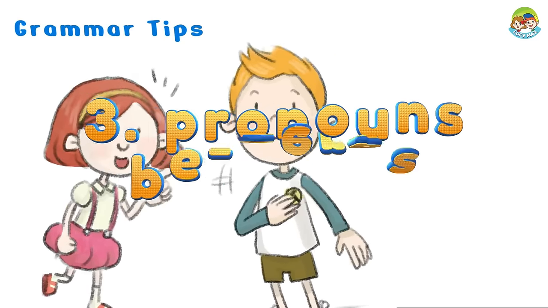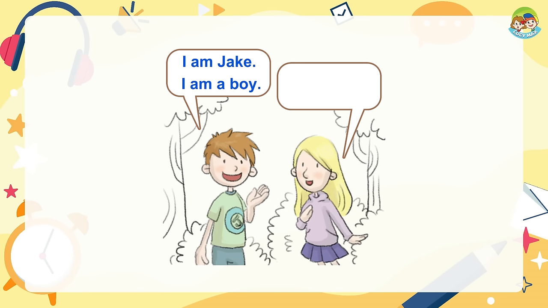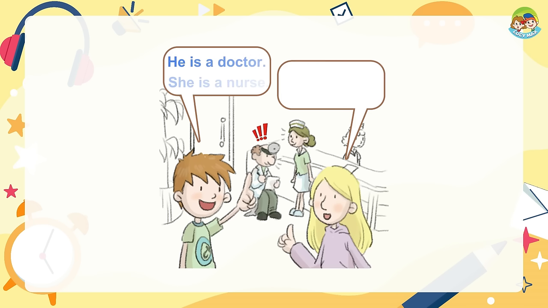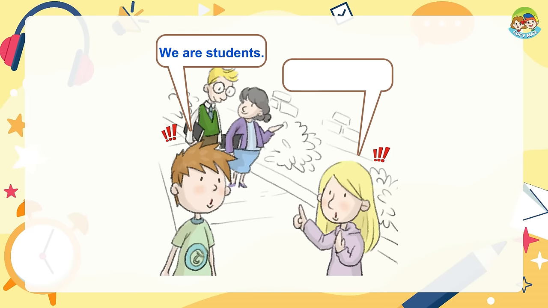Unit 3. Pronouns. Be verbs. I am Jake. I am a boy. I am Amy. I am a girl. He is a doctor. She is a nurse. They are a couple. Is it an album? Yes, it is. We are students. Are they teachers?